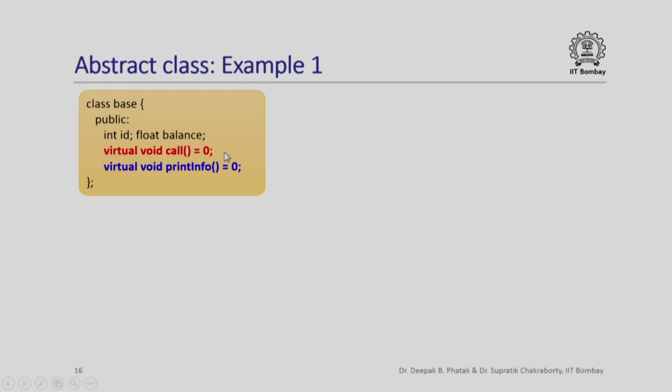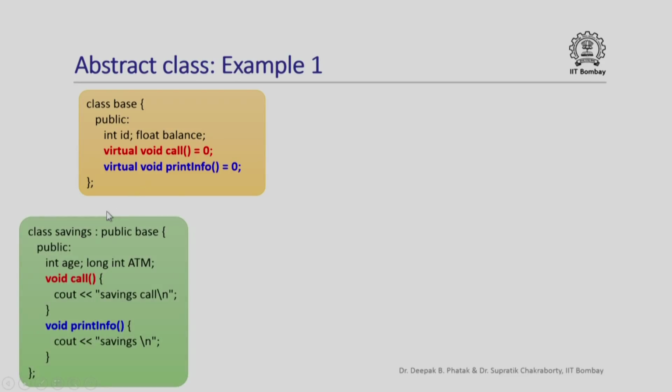We are not going to give a definition of this function in this class, and why is that? Because this is an abstract class, it is always meant to be used as the base class of a derived class, and in the derived class we are going to define what these member functions, call and print info, are. So a virtual function specified like this, with the usual virtual function specification and then equals 0, is called a pure virtual function. It does not have a body at all, and it immediately makes the class in which it is defined an abstract class.